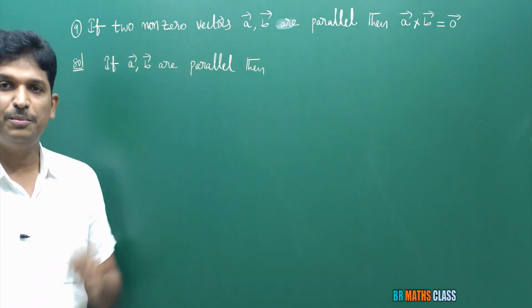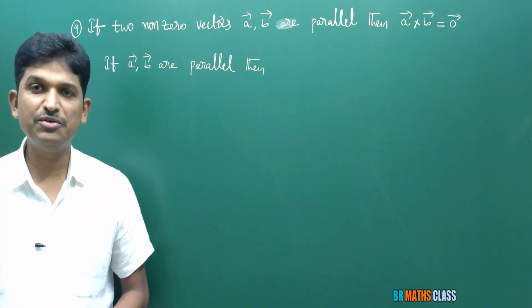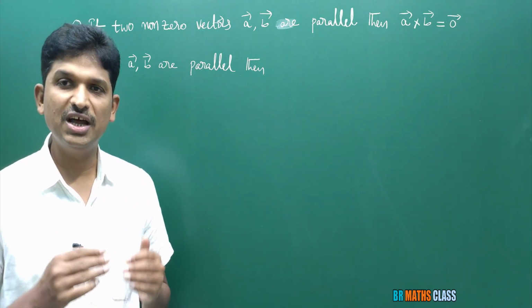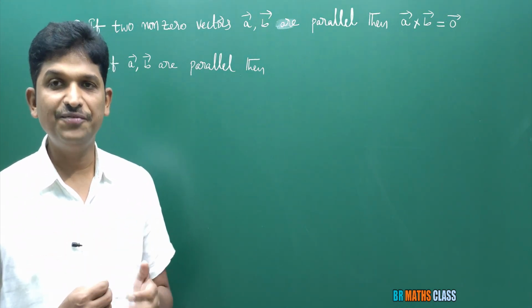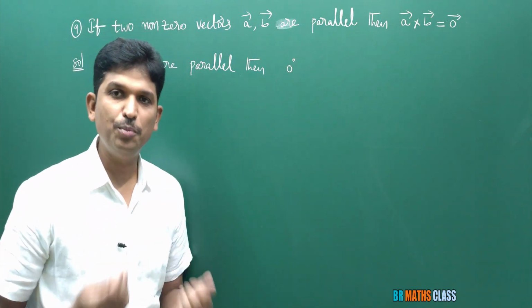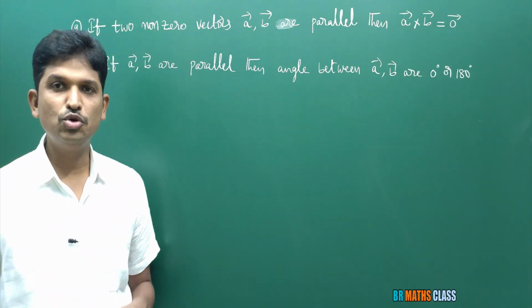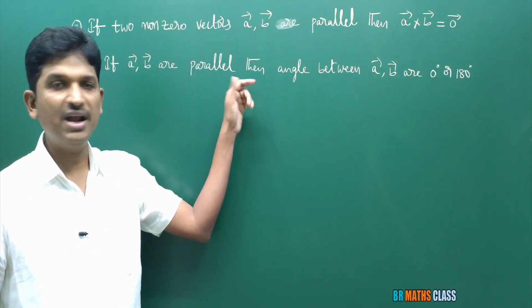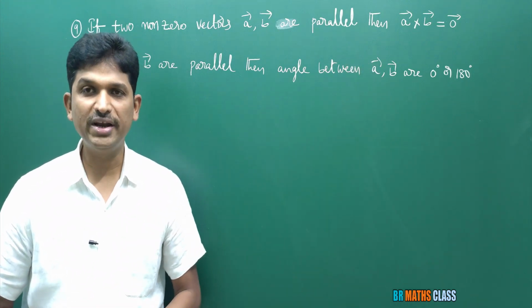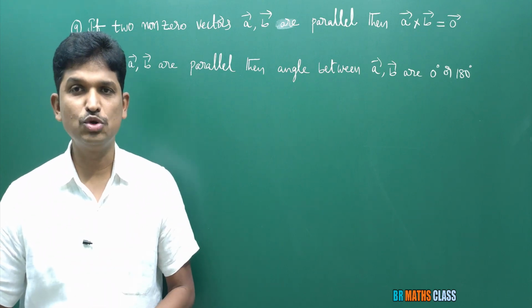If A bar, B bar are parallel, what is the angle between the vectors? The vectors are parallel means they will be in the same direction or they may be in the opposite direction. If they are in the same direction, the angle between them is 0 degrees. If they are in the opposite direction, the angle between the vectors is 180 degrees. So, if two vectors A bar, B bar are parallel, then the angle between those two vectors is either 0 degrees or 180 degrees. Now, if two vectors are parallel, what is the cross product of those two vectors?